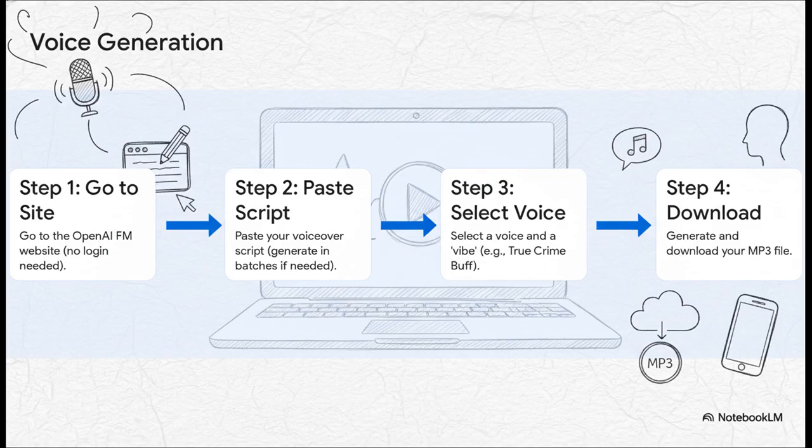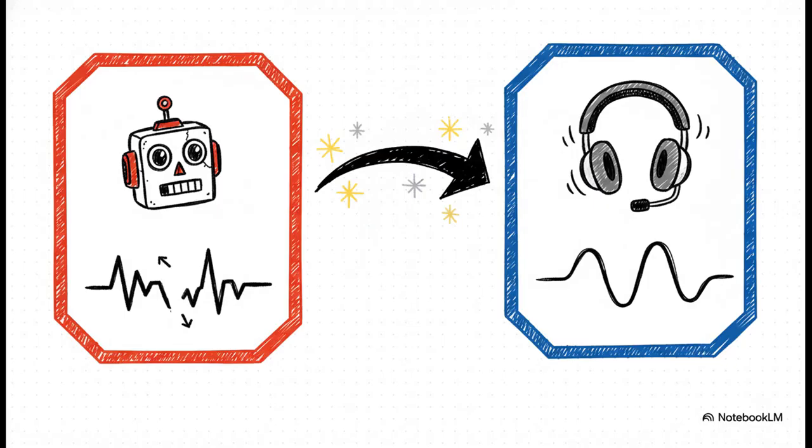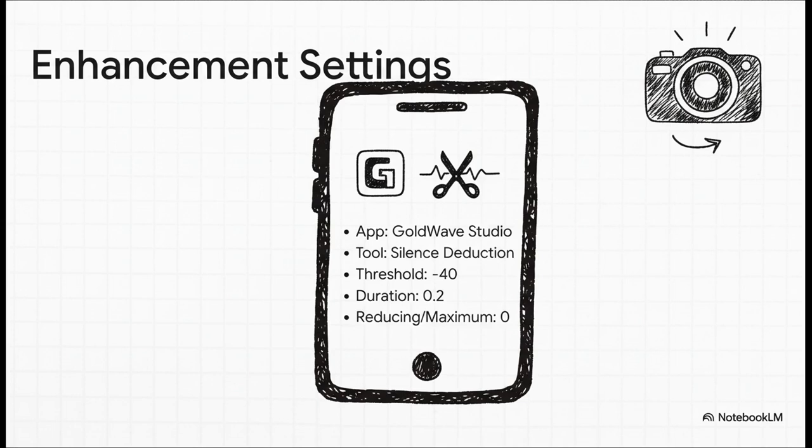It's that easy. Now, here's a common little hiccup you'll run into with AI voices. These awkward, unnatural pauses that can make it all sound a bit robotic. But don't worry, there is a super simple one-click fix for this that you can do right on your phone. Okay, so here's the secret sauce. Using a free app called Goldwave Studio, you can automatically remove all those weird gaps. You just go to the silence detection tool and plug in these exact settings. Seriously, pause and screenshot this slide. This is what's going to make your AI voice sound smooth and totally professional.